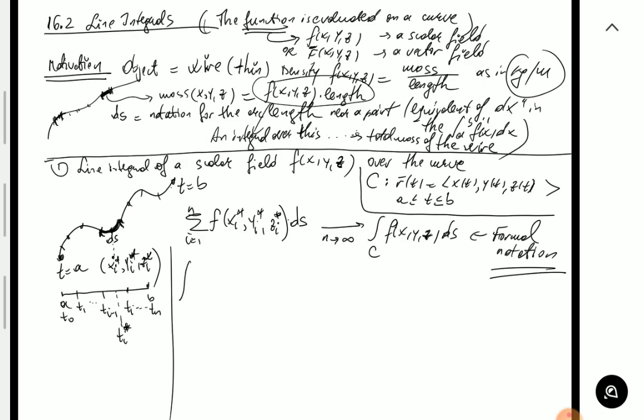So on the left side again, let's write down the formal notation, the integral over C, C again denoting the curve, function evaluated at the point on the curve, ds. So the integral over C of f ds, this should actually be a small s.